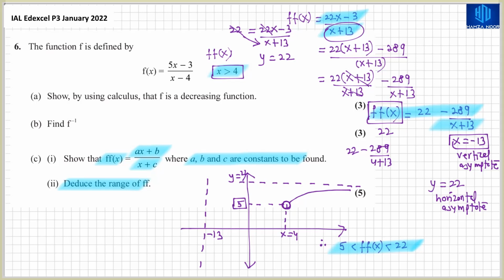And you would also be interested in finding the x-intercept, and for that purpose you would keep the function equal to 0. So 0 would be equal to (22x minus 3) divided by (x plus 13). When x plus 13 is multiplied by 0, 22x will be equal to 3. So therefore x equals 3 over 22 will be the x-intercept. So you can identify that x equals 3 over 22 is the x-intercept.